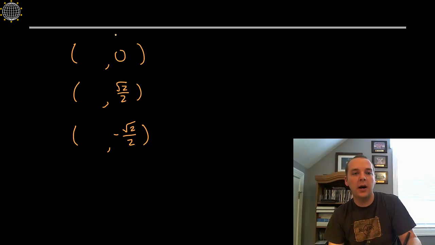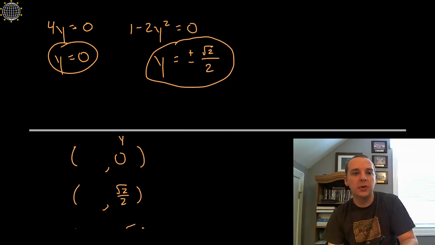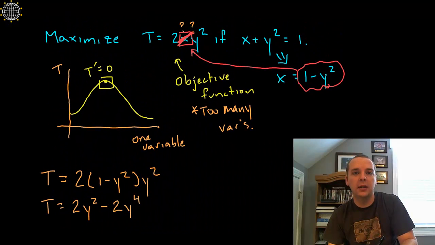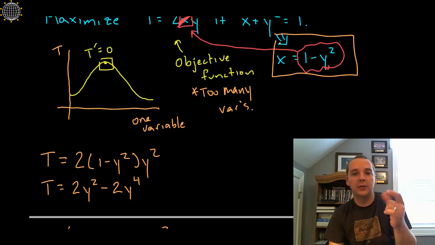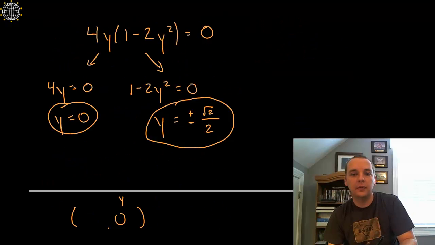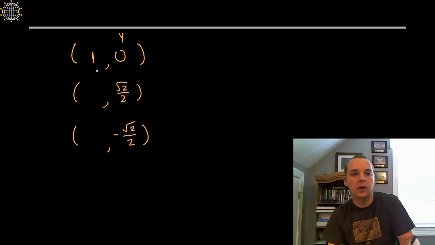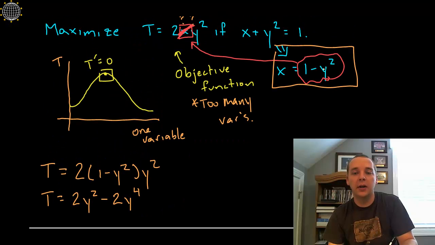Now that's just the y's. How do we get the x's that complement those? Well, this is where, again, that constraint comes back in. If you recall, we know how x and y are interrelated to one another. So if y was 0, then the x would be 1. Okay. If the y is root 2 over 2 or negative root 2 over 2, since we're squaring it, it'll be the same thing. So let's think about that one.